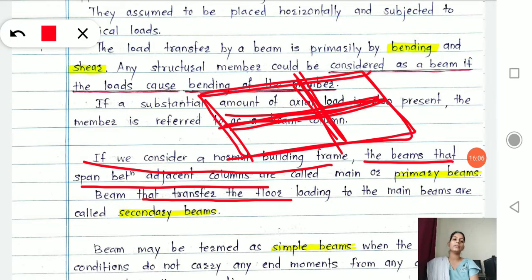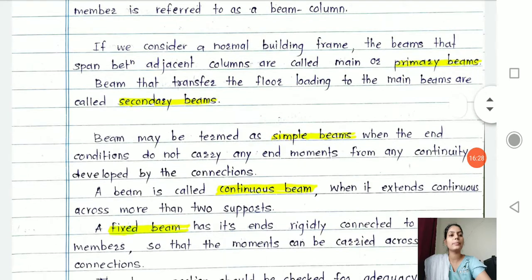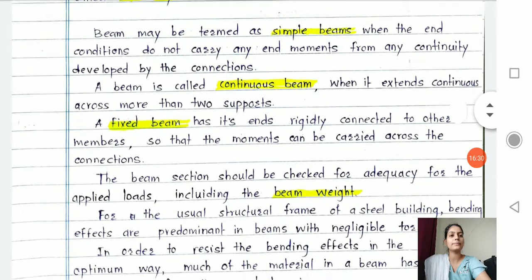And these middle ones, which make a plus sign, are secondary beams because they do not rest onto the columns. They are not spanning between the adjacent columns, but they are supported by the primary beams, and they transfer the slab loading to the main beams. Okay, so that is the difference between primary beams and secondary beams.